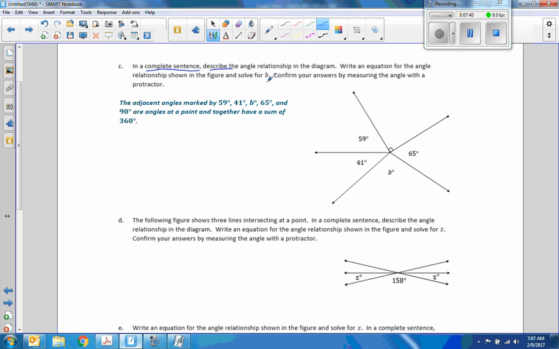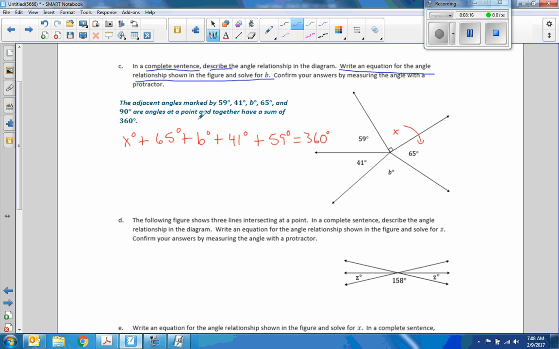Okay, so now I'm going to write an equation for the angle relationship shown in the figure to solve for B. I'll start right here, and I always like to work clockwise so I don't forget anything. So I'm going to start with x degrees plus 65 degrees plus B degrees plus 41 degrees plus 59 degrees equals 360 degrees.